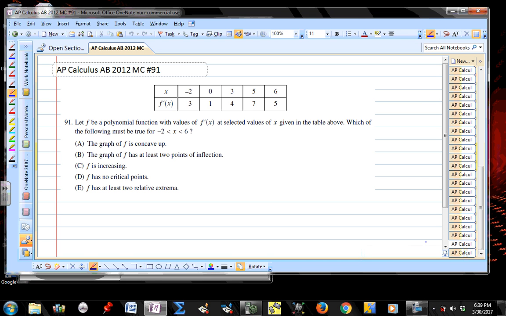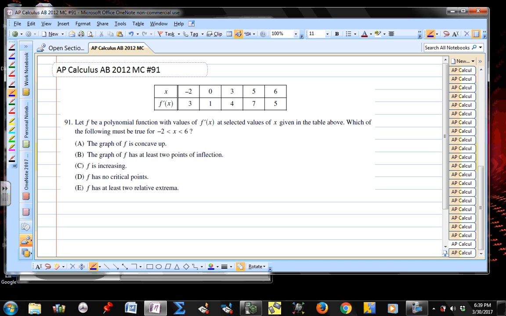Here in problem number 91, we're given a data table with x values and values of f prime, the derivative of some function f. And we're asked to identify which statement must be true. Now, this is key, which statement must be true. A couple of them could be true, but only one of them must be true. Let's get started one at a time.